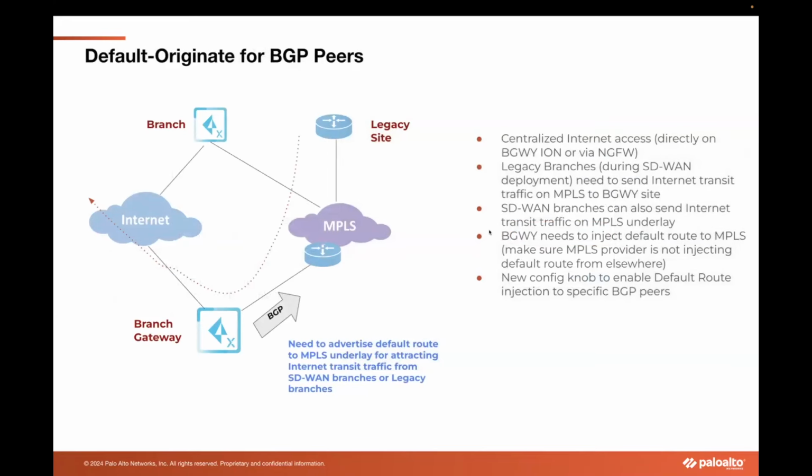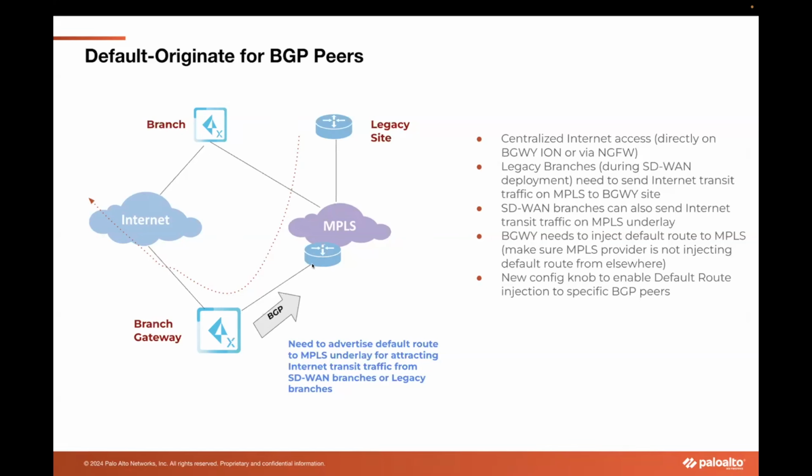Another scenario is when you are trying to do centralized internet access, for example, through a branch gateway. Let's say you have a set of sites converted into SD-WAN, but maybe you already have legacy sites still existing, and you want to bring the internet-bound traffic from the legacy site on the MPLS underlay, for example, and then come into the branch gateway, and then send it to the internet. To do this, we need to advertise a default route into the MPLS underlay.